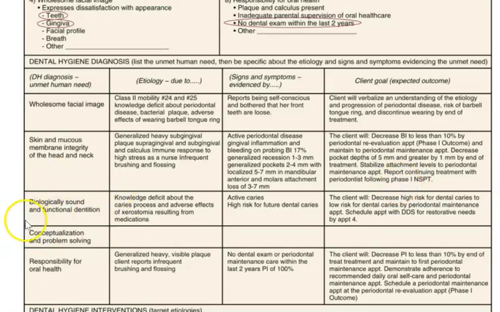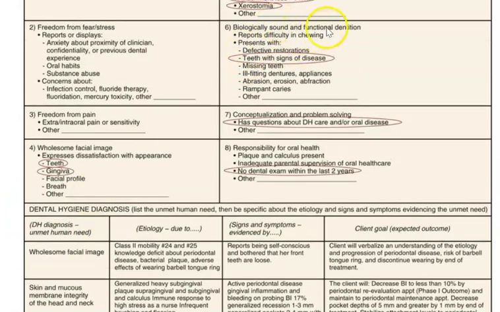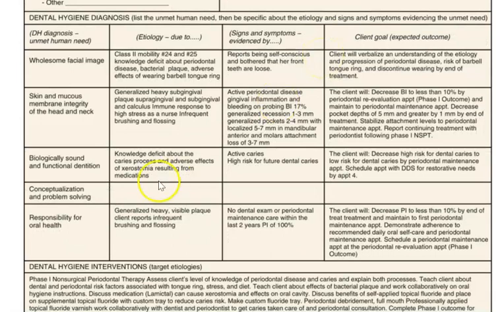Let's do one more. Biologically sound and functional dentition. So if we look at biologically sound and functional dentition, we see that the teeth where the signs of disease have been circled. So likely this person has cavities. So we put down that they have cavities, because that is the sign and symptom. We saw in their mouth evidence that they have cavities. And if you did a CAMBRA, a caries risk assessment, you will also notice that they're high risk, because if they have active caries, they're automatically high risk for caries.